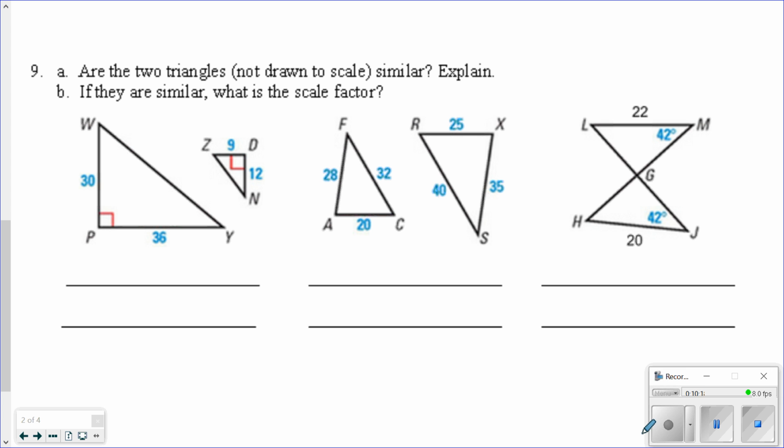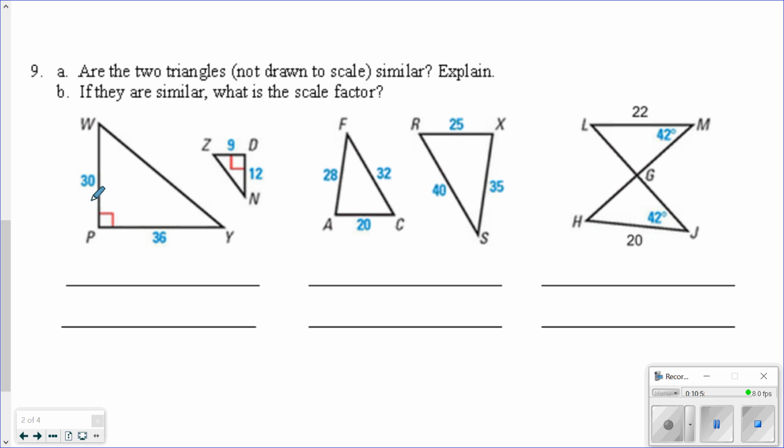For question 9, we want to know, are these two triangles similar? Explain. Remember, our explanation should be the angle-angle similarity theorem, angle-side-angle similarity theorem, or the side-side-side similarity theorem. And if they are similar, what's the scale factor? So let's look at the first 2 examples here. So I have triangle WPY and triangle ZDN. We see that they're not in the same position. You kind of have to flip that smaller triangle around.